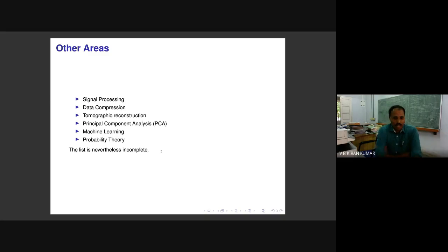Now, tomographic reconstruction is a kind of inverse partial differential equation problem. Just like if you look at some mining problem and all, you know the information of the boundary and you want to know something in the interior. So that comes quite naturally here. Principal component analysis is much popular now using linear algebraic tools. Machine learning, then probability theory, of course.